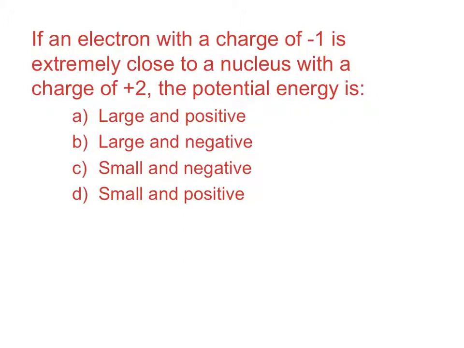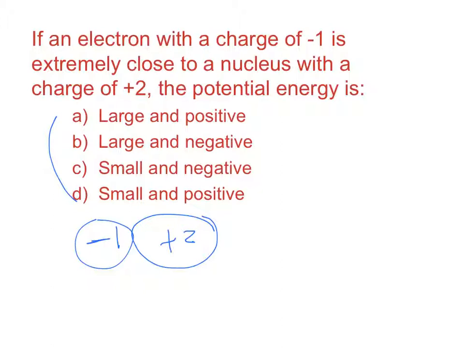All right, so think about this. If I have an electron with a charge of -1 very close to a nucleus with a charge of +2, is the potential energy going to be large or small, positive or negative? Think about that and then come on back. Okay, so they're very close together. They're positive and they're negative, so very attracted to each other. And because this is a plus times a minus over some distance that is positive, it's going to have a negative sign. So the answer is going to be B.